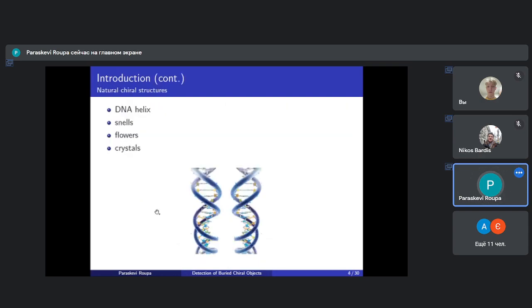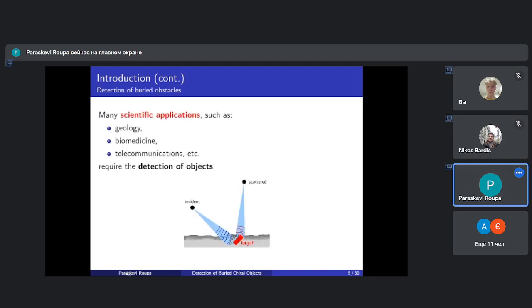Now, some chiral structures that appear in real-world problems are DNA helix, snails, flowers, and crystals. For example, if crystals are buried in the ground, we can solve an inverse scattering problem in order to find them. Many scientific applications in which we need to detect objects are geology, biomedicine, and telecommunications.